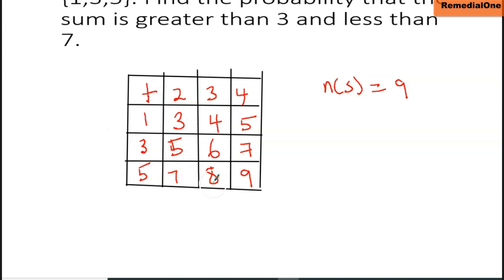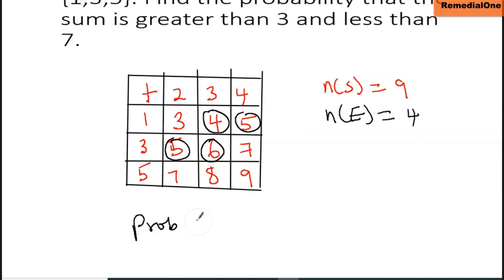So let's look at the outcomes here. We are looking for a number which is less than 7 and greater than 3. So this 4 is greater than 3. 5 is greater than 3. This one is greater than 3. Then 6. So the rest are all bigger than 7. So the number of events will be 4.